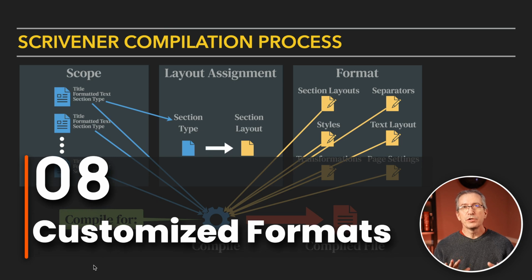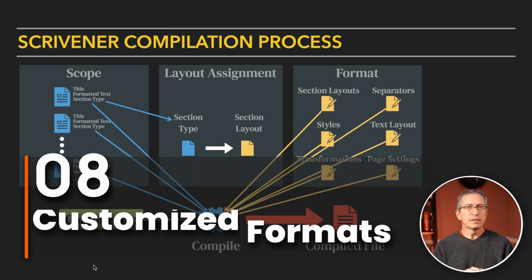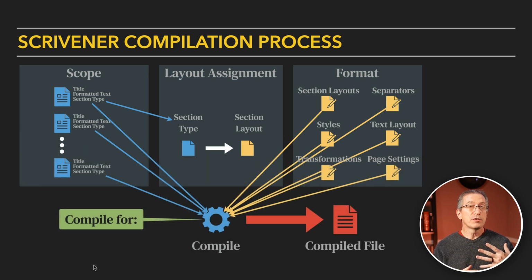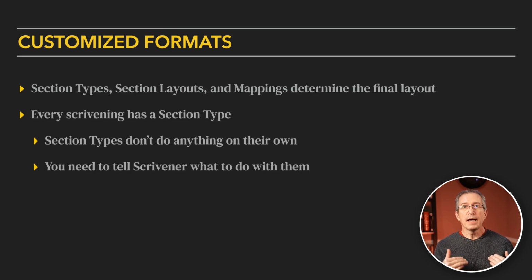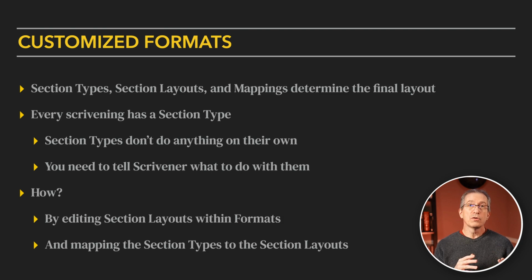Okay, so let's dive into a change that does more than just change the font itself. We want something that makes us add new section types and do a mapping, so you can see how that works. So customized formats are going to have different section types that we specify outside of formats, then section layouts in those formats, and then we'll map them. We'll map section type to section layout, and that determines the final layout. Every scrivening has a section type, but section types don't do anything on their own. You need to tell Scrivener what to do with them. How? By editing those section layouts within the formats, and then mapping the section types to the section layouts.